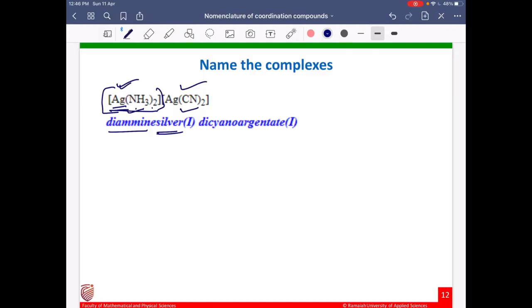And the second complex ion, which is the anion. So the anion should come after the cation. In this anion, only one ligand is there, that is cyano. 2 cyano groups are there, so dicyano. Now the silver is part of the complex ion, which is anionic in nature. So we should write argentate, and both their oxidation states we are writing as 1.